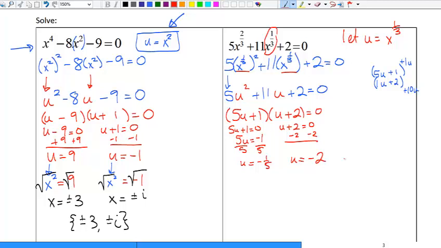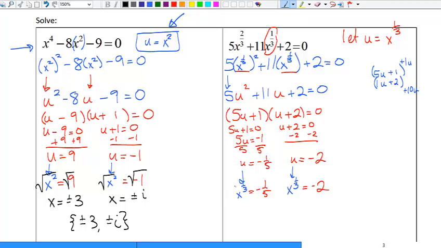Don't be too hasty. Don't think you're done here, because you're not. You've only solved for u, but the question didn't even have u's. You're the one that brought u into the problem. You need to take it out and put it back into x's. So I can replace u with x to the 1/3 and now I'm going to solve each of these equations.